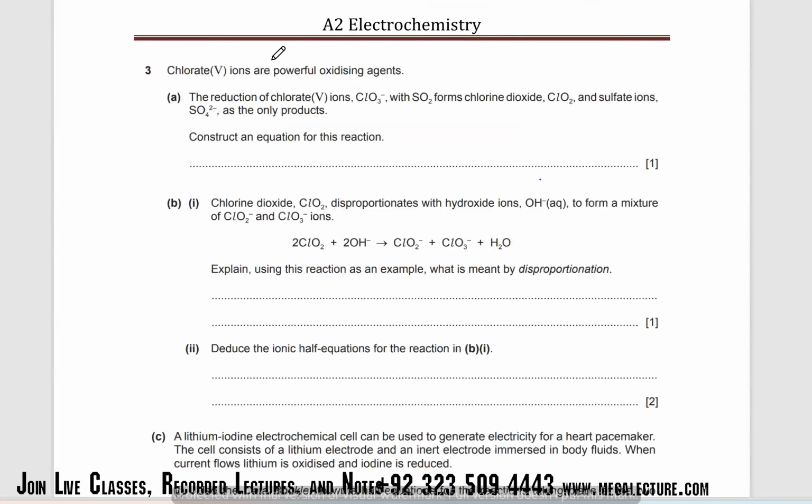अच्छा, chlorate 5 ions are powerful oxidizing agents. The reduction of chlorate 5 ions with SO2. तो क्या है? ClO3 with SO2. तो it forms what? ClO2 and sulfate ions, which is SO4 minus 2. That's it. ठीक है, that's your equation.